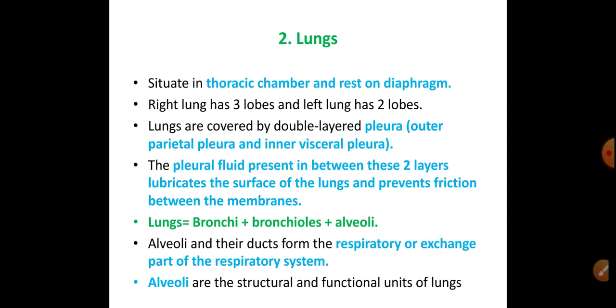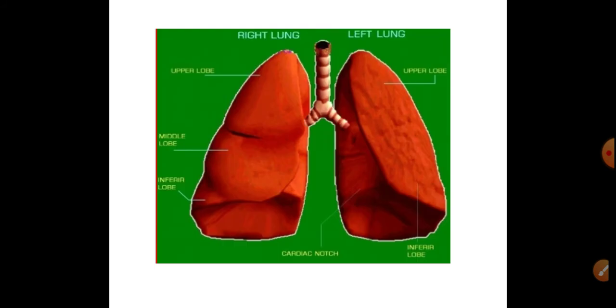Okay, alveoli are the structural and functional units of the lungs. So how you have cell, which is the structural and functional unit of life or living organism, likewise alveoli is the structural and functional unit of lung. Okay, here you can see the diagram. This is the right lung and this is the left lung. This is upper lobe, middle lobe and lower lobe. I said there are 3 lobes and here you have 2 lobes, upper lobe and inferior lobe or lower lobe. Okay, and here there is a notch structure, cardiac notch.